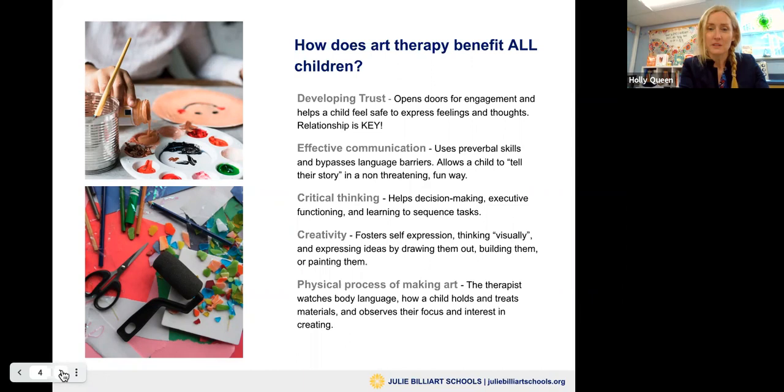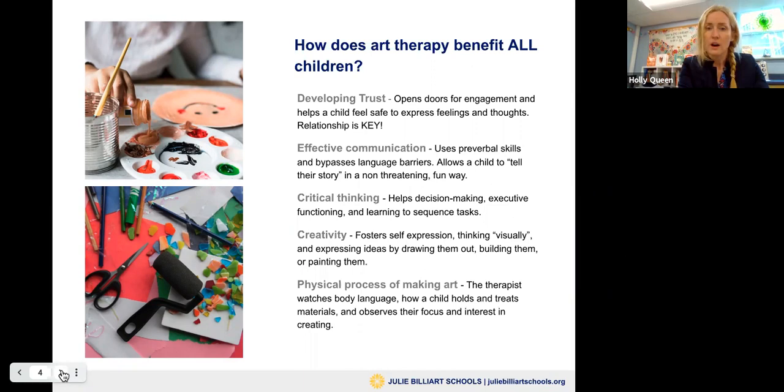And then we go into the critical thinking and how art can help with executive functioning and learning to sequence tasks, and the freedom for a child who may be feeling anxiety or chaos to have a sense of control over what they're working on. And that really does help decrease anxiety just in and of itself.